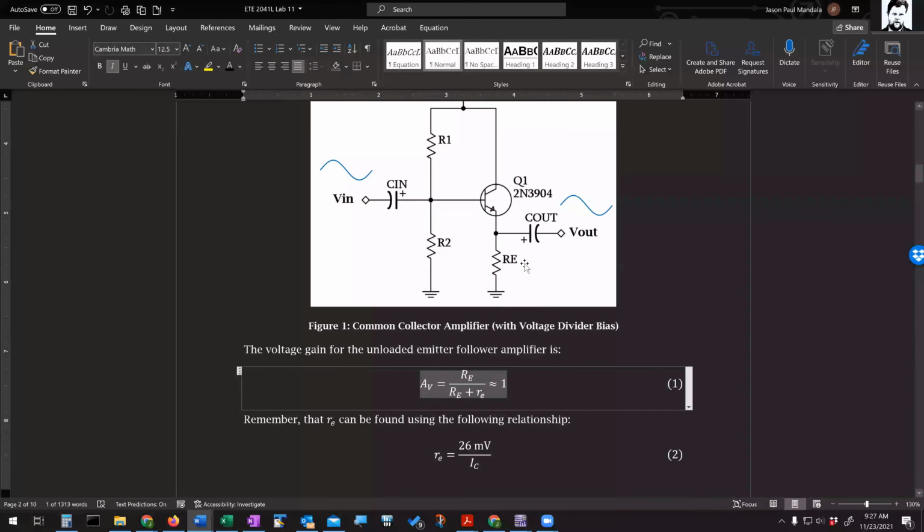But this amplifier, because RE is not bypassed, that means the resistance seen looking into the base is going to be beta times little re plus beta times big RE. So the input impedance of this amplifier is usually pretty large. And that's really good to help your signal couple to prevent that attenuation.